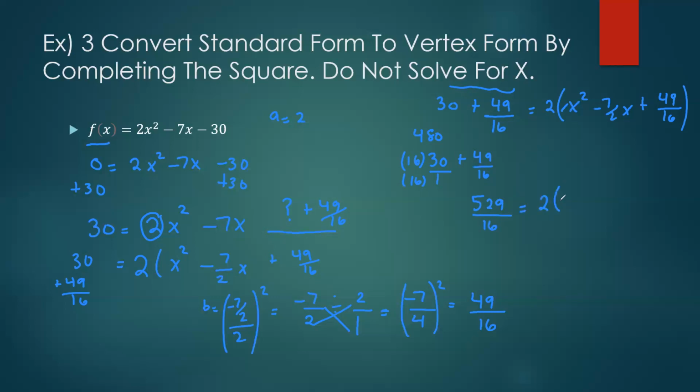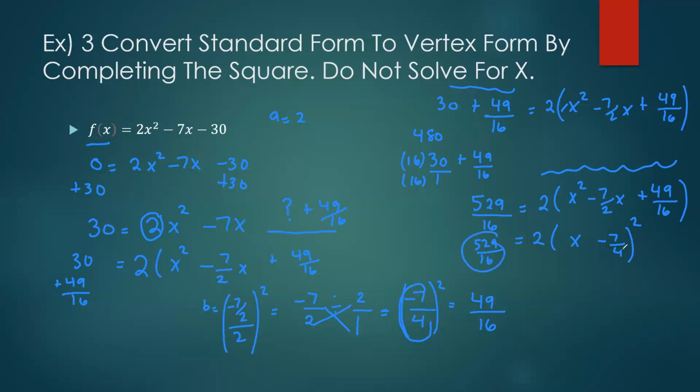So you're left with 2 parentheses x squared minus 7/2 x plus 49 over 16. Okay, and then what I'm going to do is put this in factor form. So that's 2, and then it's just going to be x, and then half the b. So half the b was, if our b was negative 7/2 after we took out the 2, half of b we said was negative 7/4. So it's going to be negative 7 over 4, parentheses square, and then you have 529 over 16.